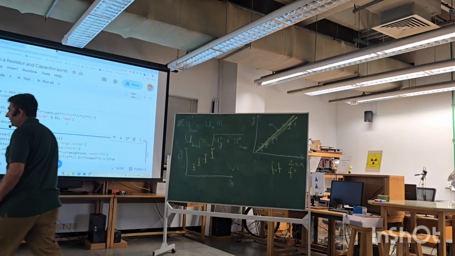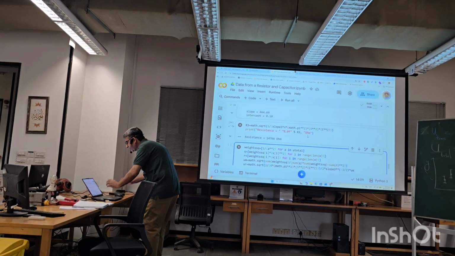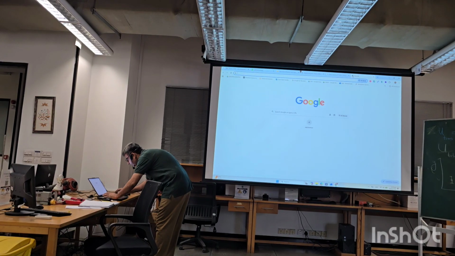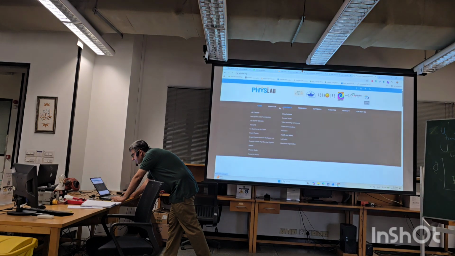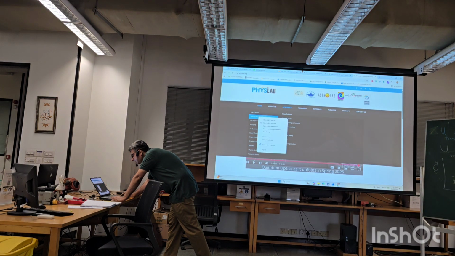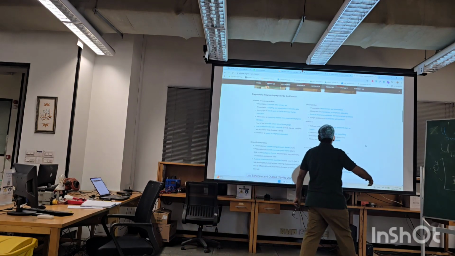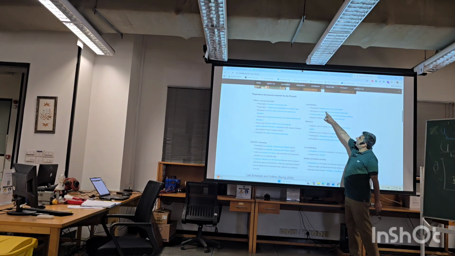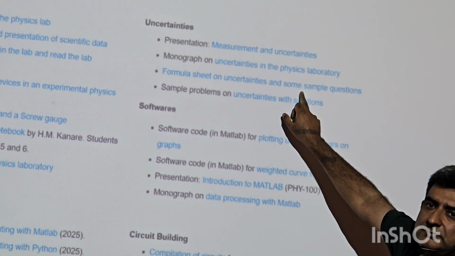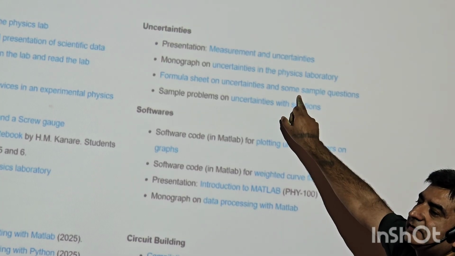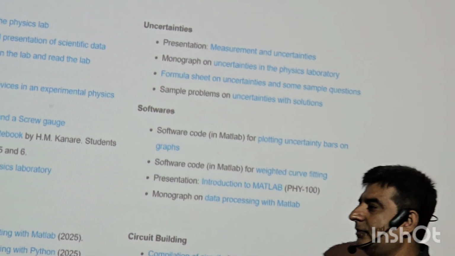So let me show you that formula, and you can revisit this as you complete your homework, which I'm going to explain in a minute, on the PhysLab website. Lab 1. So if you look here, under the heading uncertainties, there is a formula sheet on uncertainties. Can you turn off the lights, Faisal? There's a formula sheet on uncertainties.